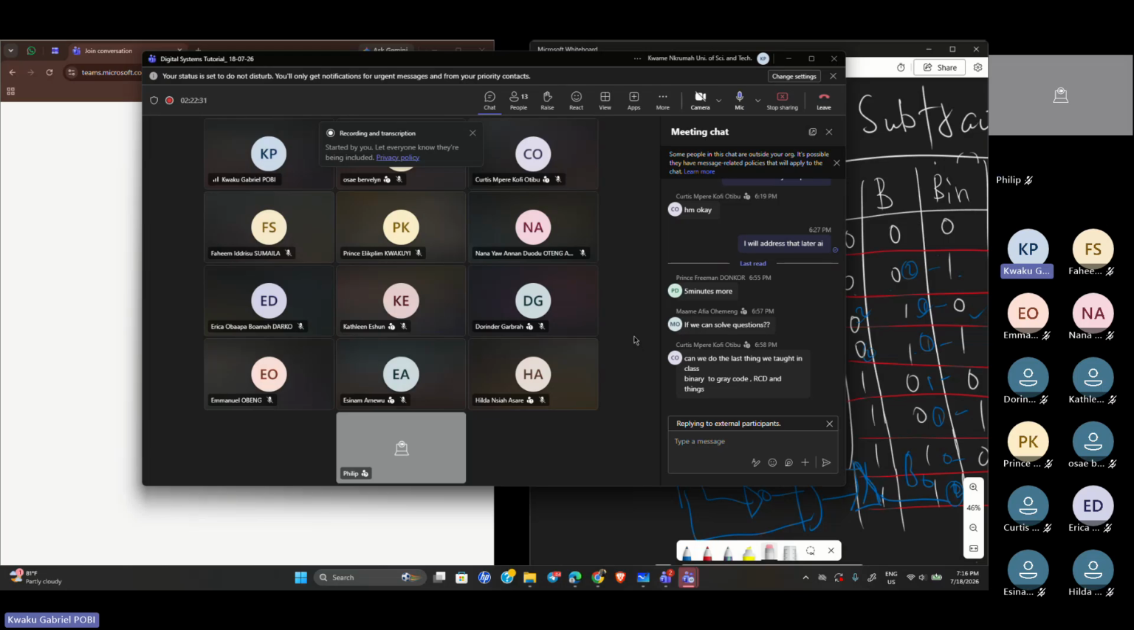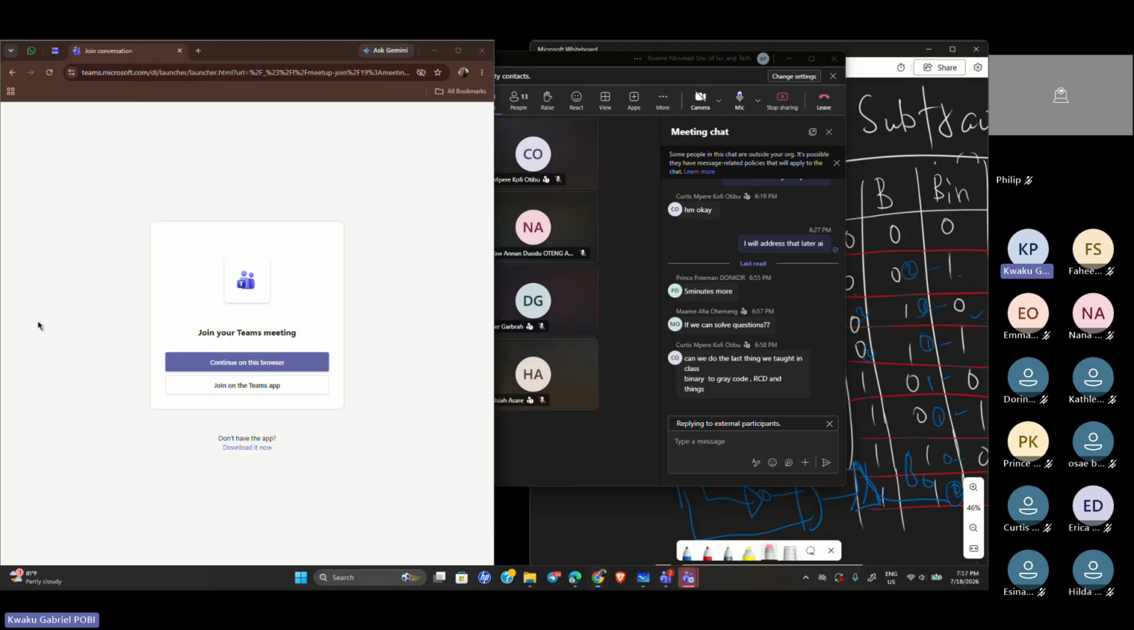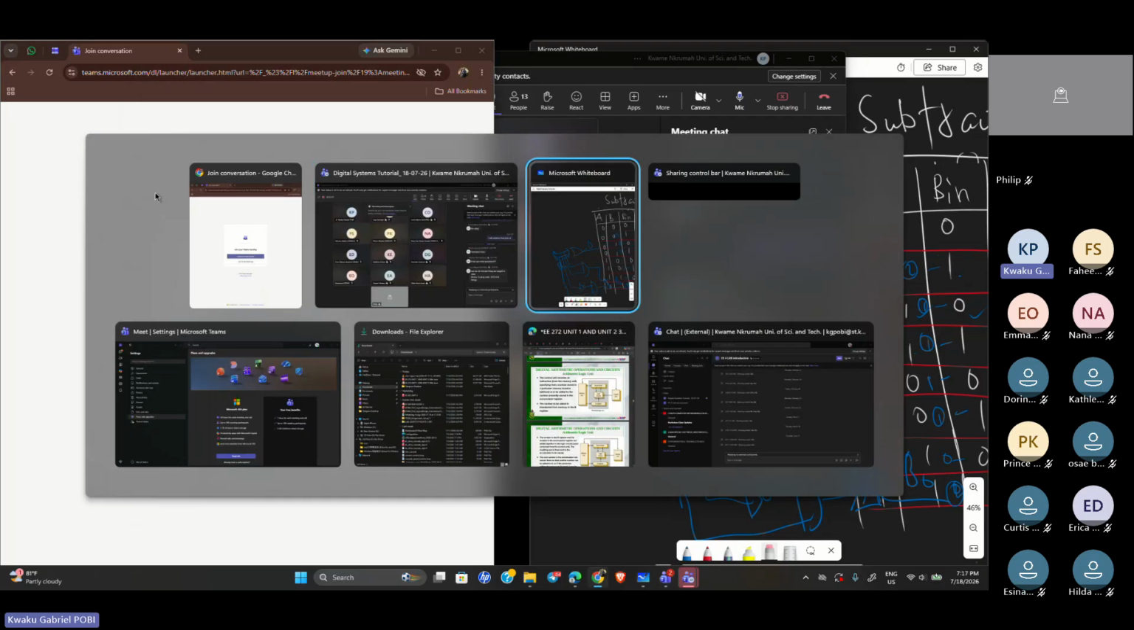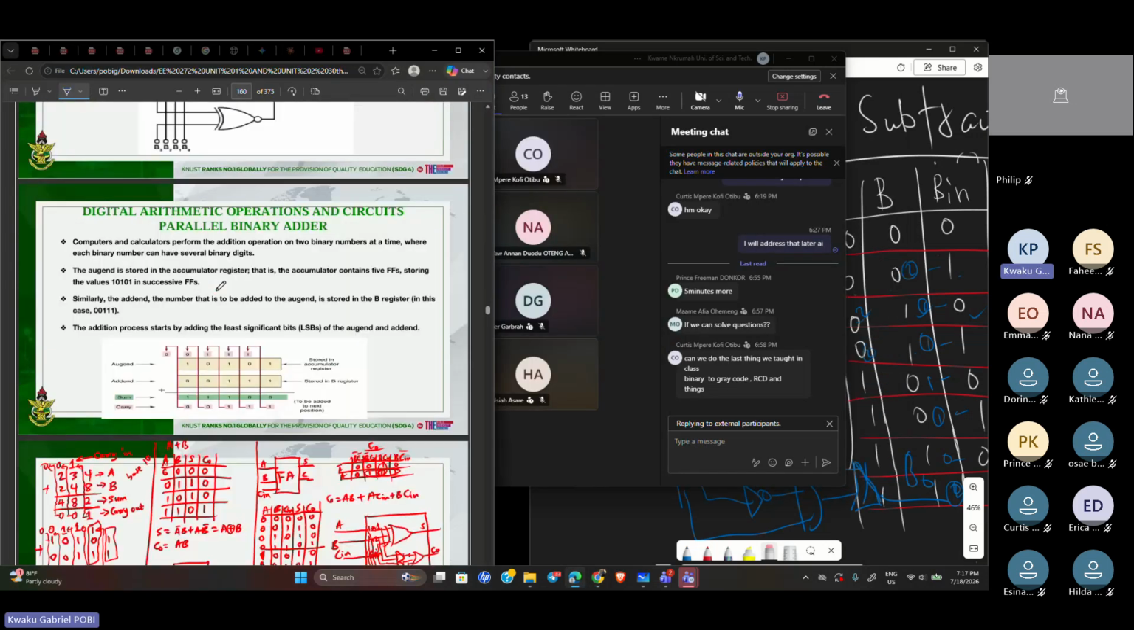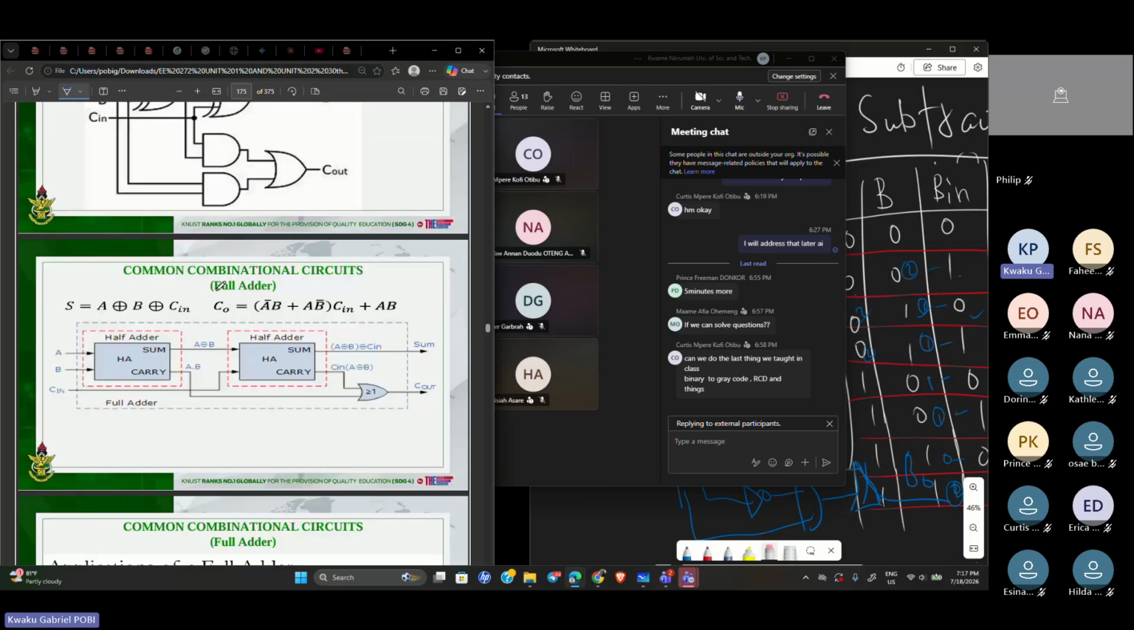So those of you who are saying that we should do this one, the last thing we're taught in class, binary to gray code, BCD and things. So I'm coming to display your slides, then you tell me where that one is actually.